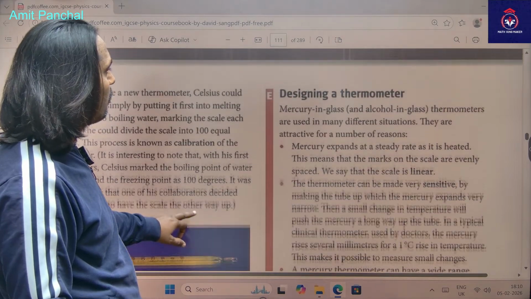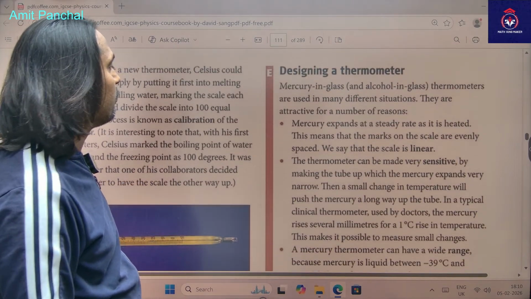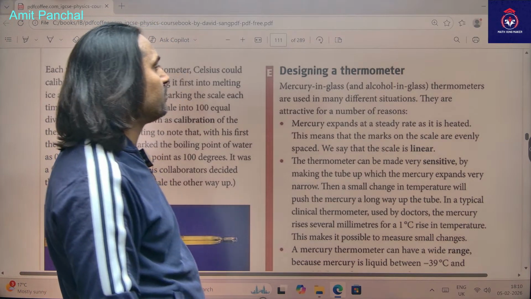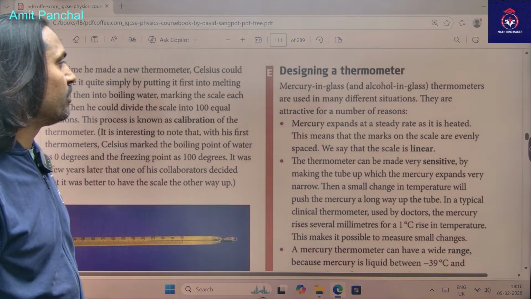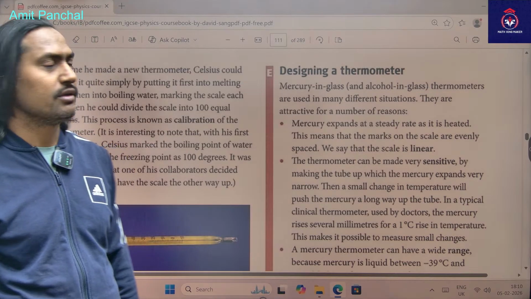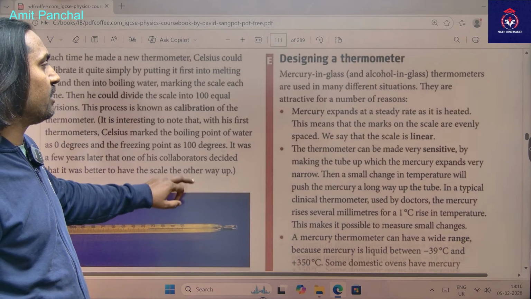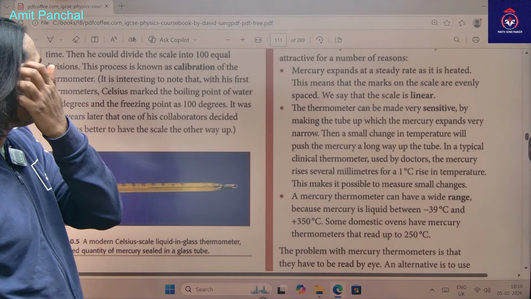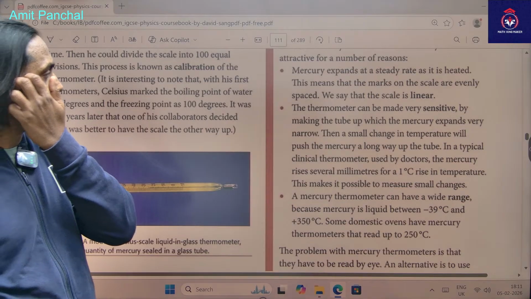Now, designing a thermometer. Mercury in glass and alcohol in glass thermometers are used in many different situations. They are attractive for a number of reasons. Mercury expands at a steady rate as it is heated. This means that the marks on the scale are evenly spaced. We say that the scale is linear.